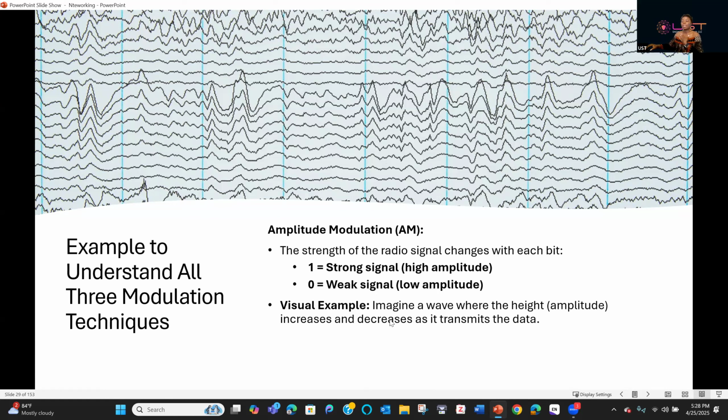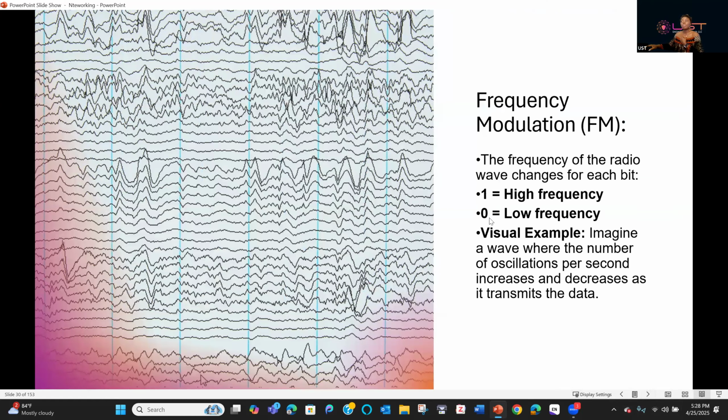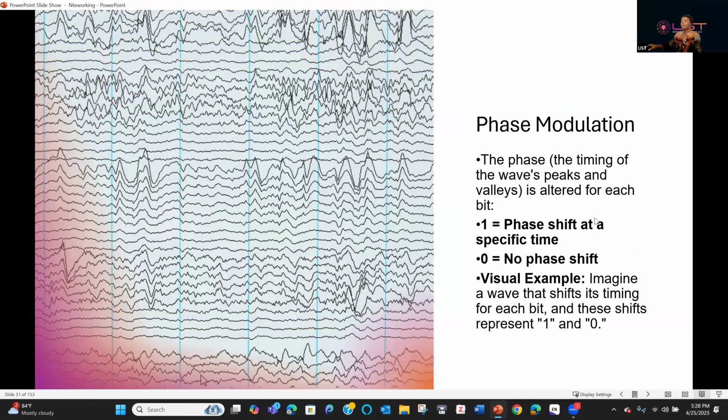But to have a visual example, they say imagine a wave where the height, that's the amplitude, increases and decreases as it transmits the data that we've covered. And likewise, this also applies in terms of frequency, where 1 again represents a higher frequency and 0 represents a lower frequency. And this, we talk about oscillation per second as it increases or decreases while data is being transmitted. And likewise, for phase, it shifts at a specific time where 1 equals a shift occurs and 0, no shift has occurred.